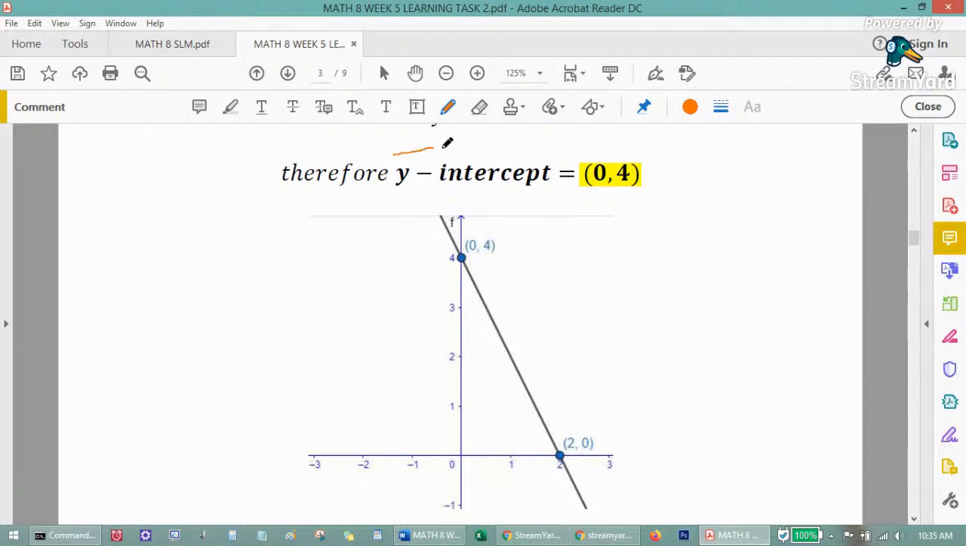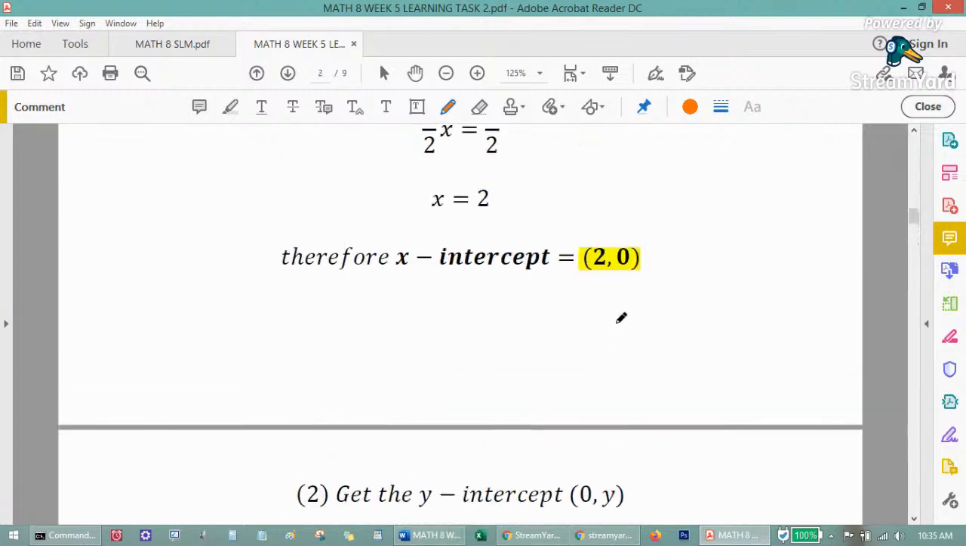Since nakikita na natin tong y-intercept, unahin natin tong y-intercept. Ang x daw is 0. So, ito yung x-axis natin. Nasaan na 0? Ito. Okay? And then, ang y natin is 4. So, akyat tayo ng 4. 1, 2, 3, 4. Ayun, ang x is 0, and y is 4.